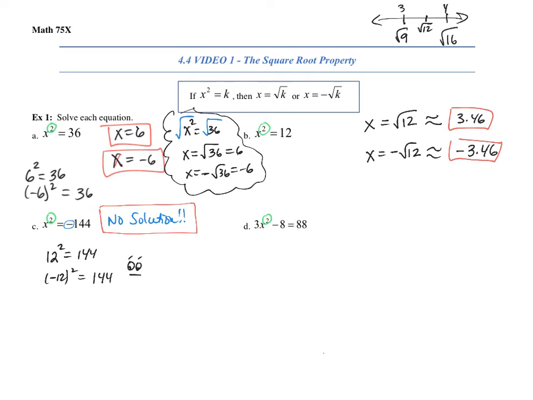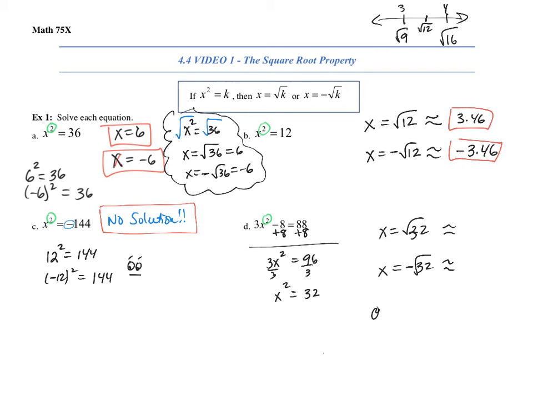All right, so what you need to do on this next one is let's isolate this x squared term. So I'm going to add 8 to both sides. And what do I get here? 96. And then let's divide by 3. So I have x squared is equal to 32. And then I can take x equal to the square root of 32, and x is equal to the negative square root of 32, and then we'll approximate that.